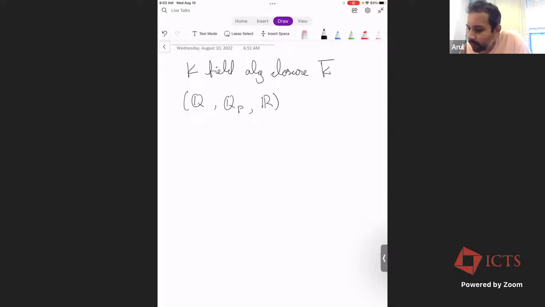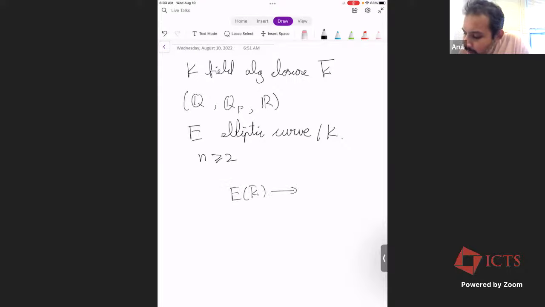Okay. So, in this setup, suppose E is an elliptic curve over K, and suppose n greater than or equal to 2 is an integer. Then we begin with the following exact sequence. We'll take the multiplication by n map on the K bar points of E. This is going to be surjective, and the kernel is precisely the n-torsion of E. Okay.